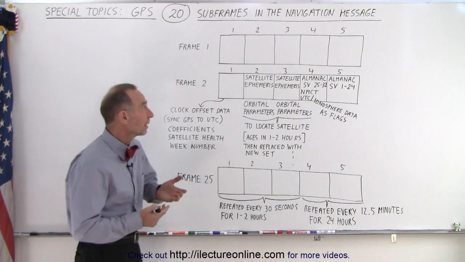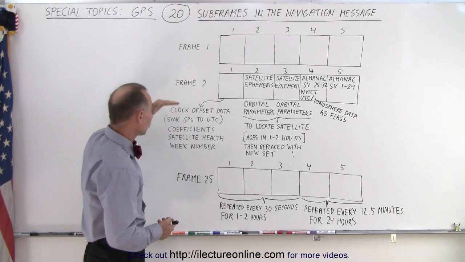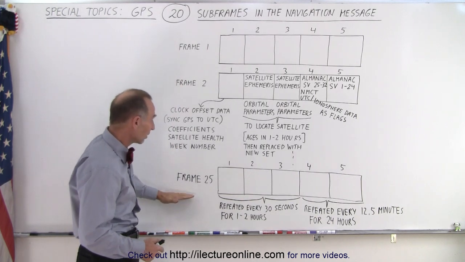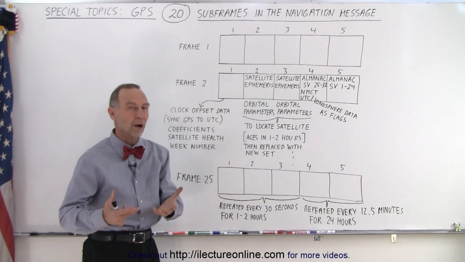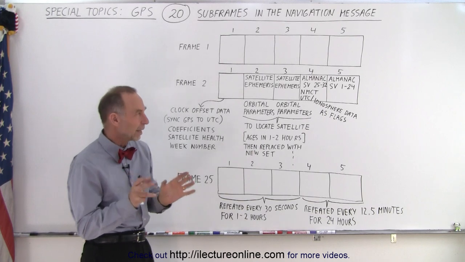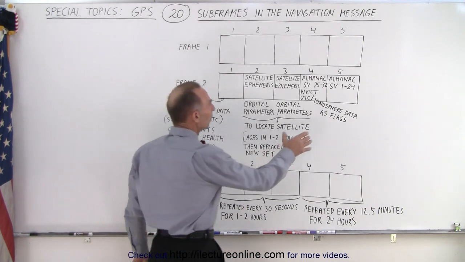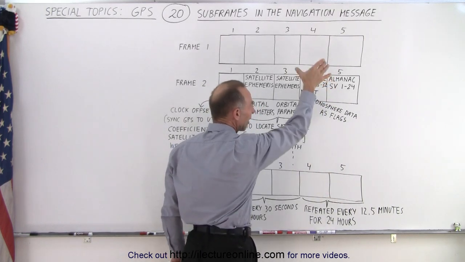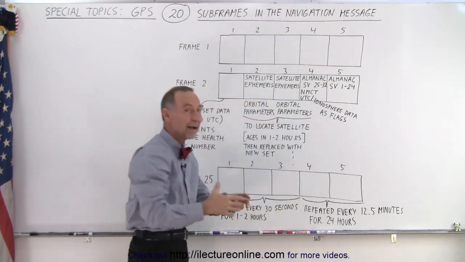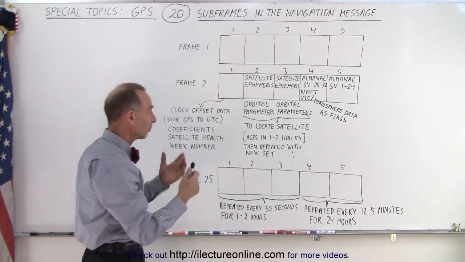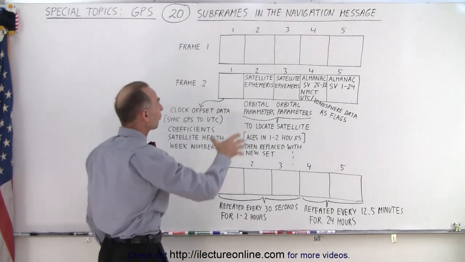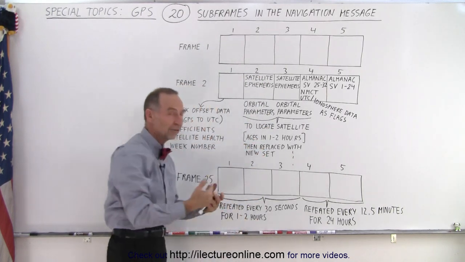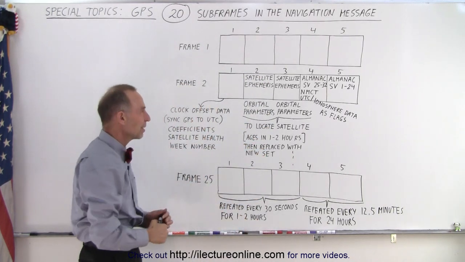So remember that we have a transmission from every satellite of 25 frames, from 1 to 2 all the way to 25, to get the entire message across. Now that is split into two areas. One is where we have subframes 4 and 5 that require 25 total messages before the entire piece of information is sent from satellite to the receiver, where the first three subframes are repeated every single 30 seconds. So every 30 seconds, essentially, you get the same information.